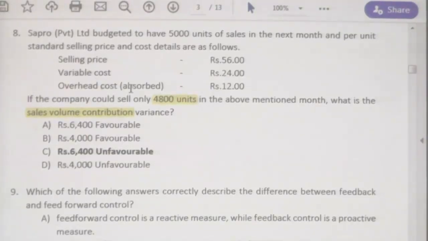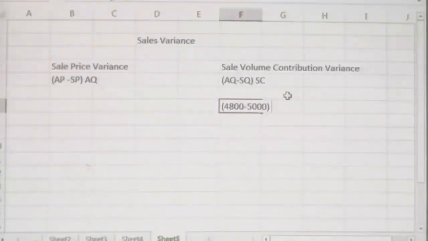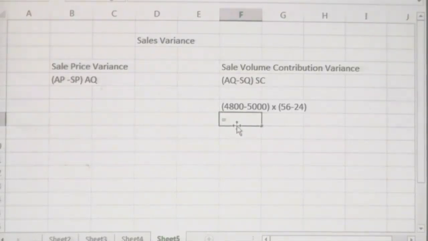What is absorbed overhead? Absorbed overhead means general overhead has been allocated among the products using some specific methods. That is not a direct cost incurred for this product. Therefore, you will take selling price and variable cost, 56 minus 24. Therefore, this will be multiplied by 56 minus 24. Let's see the answer now. This is equal to 200 units multiplied by 32.